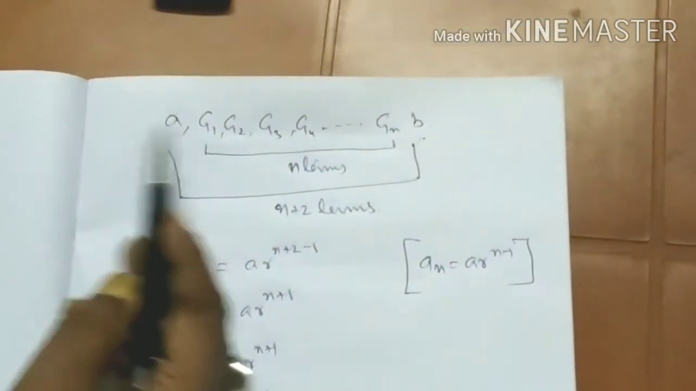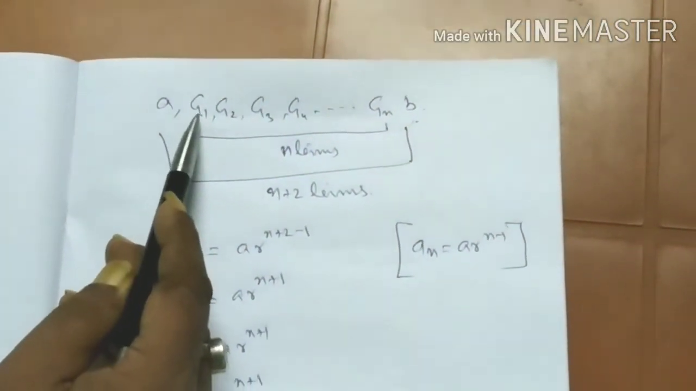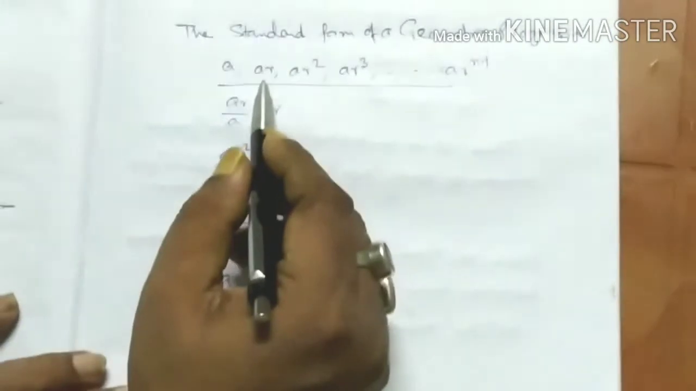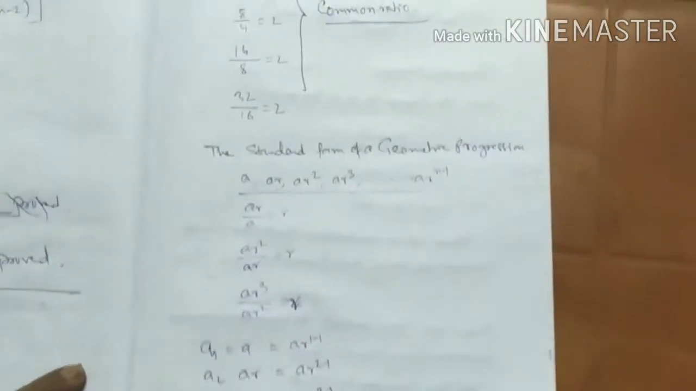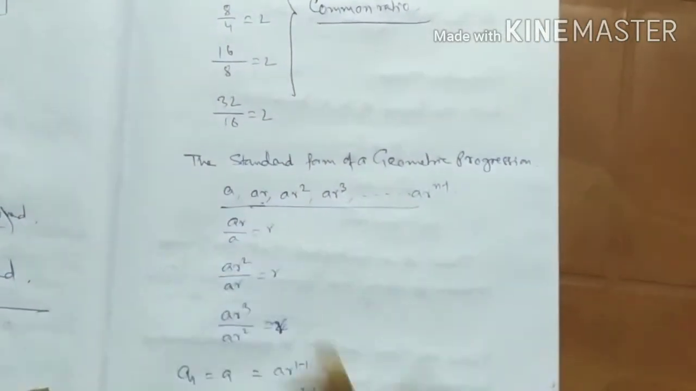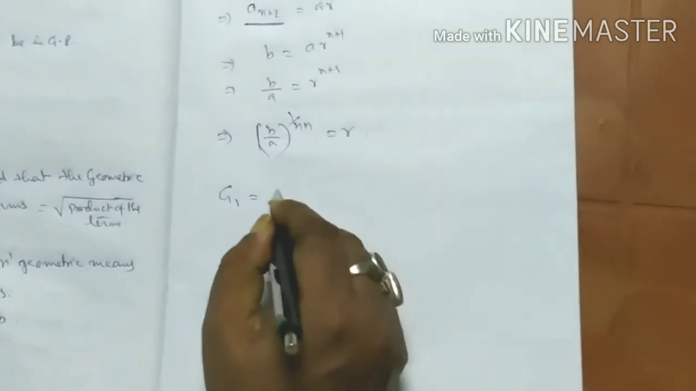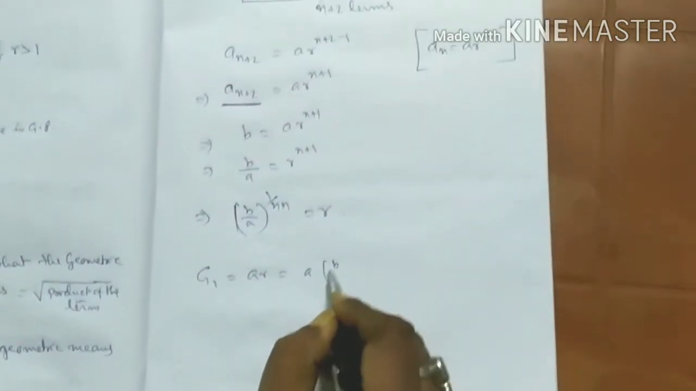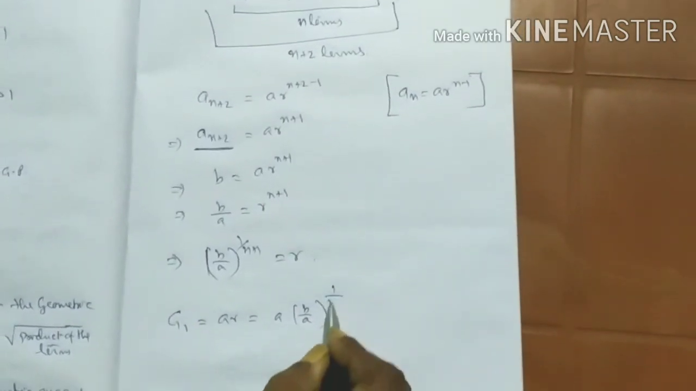Now G1 is the first geometric mean, but in this sequence it is the second term. The second term is AR. So AR is equal to A, where your r is (B by A) to the power of 1 by (n+1).